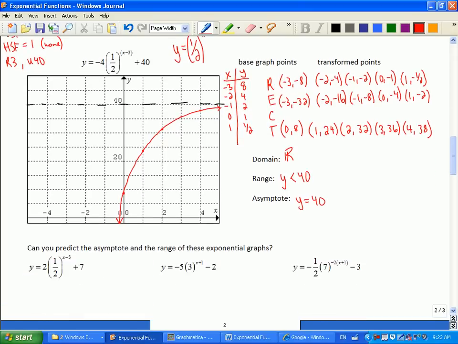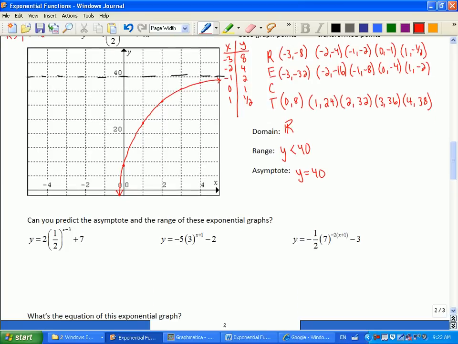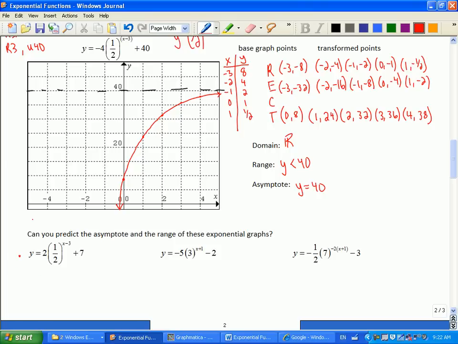So let's talk about some quick ways of predicting this kind of stuff from the graph: the asymptote and the range, because the domain is always going to be all real numbers for the ones that we encounter. So let's see if we had an equation like this one. Okay. Can you look at that and tell me where the asymptote would be? 7. Yeah, good. It's going to be at 7. So those of you who are catching on to this pattern, why do you think that is? Because it's equal to y.